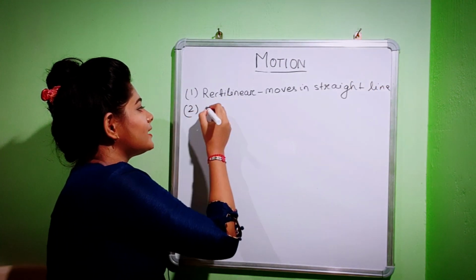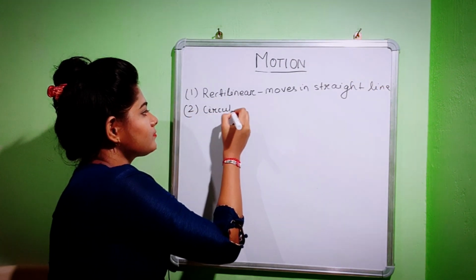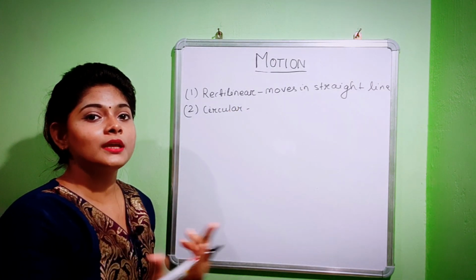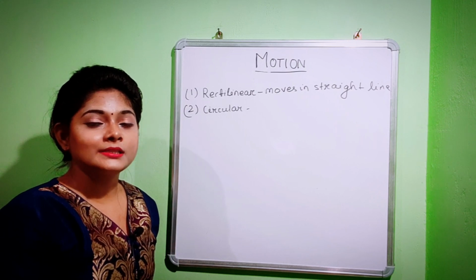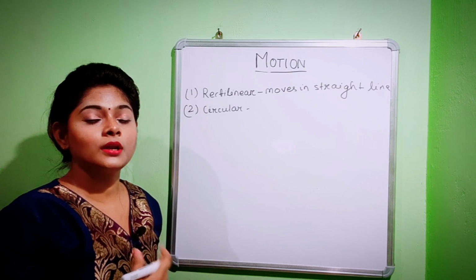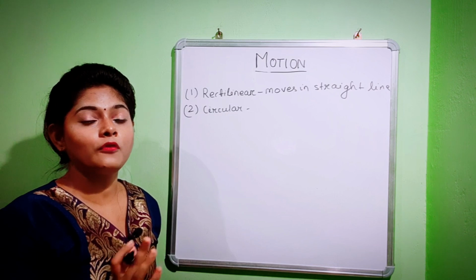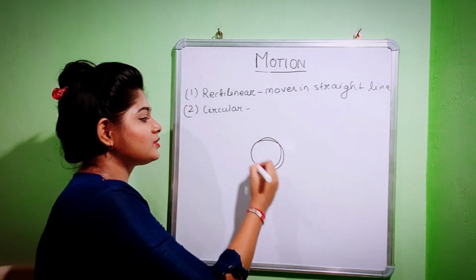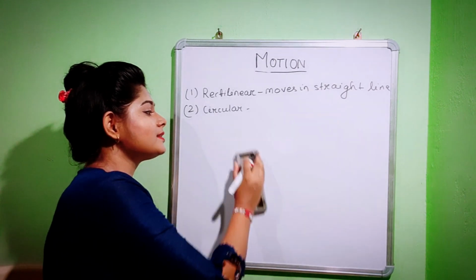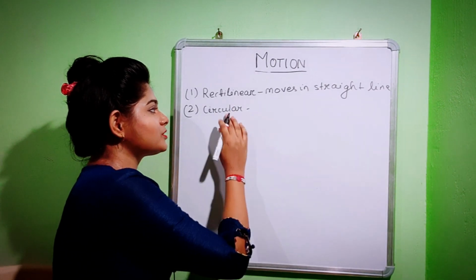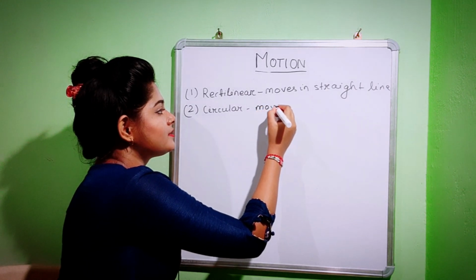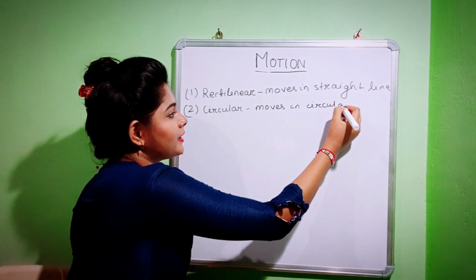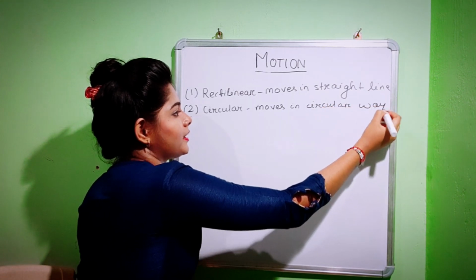Second one is circular motion. So here, when an object moves in a circular way or circular manner, we can say that the object is in circular motion. For example, the movement of a fan. It moves in a circular motion like this. So that is known as circular motion. So what is circular motion? When an object moves in a circular manner or circular way.